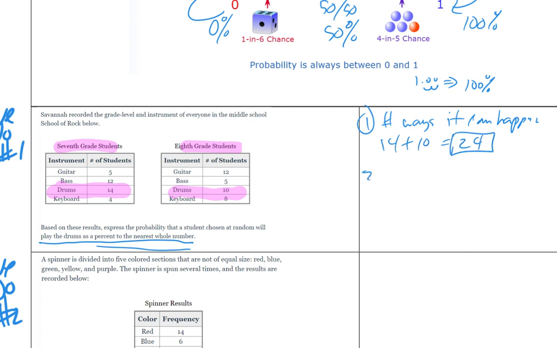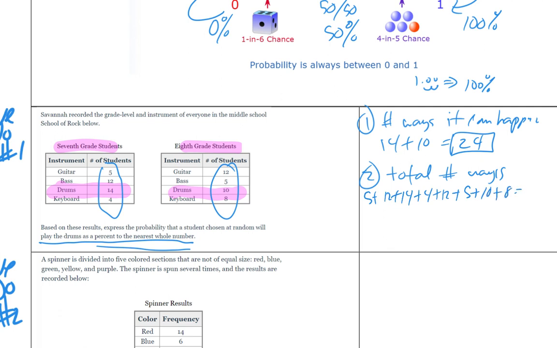All right, so then the second thing we need to do is find the total number of ways. So total number of ways would be adding all these, and all these, because these are all the students. 24 of them chose to play the drums out of how many? So we're going to add all those numbers: 5 plus 12 plus 14 plus 4 plus 12 plus 5 plus 10 plus 8. We put all those in our calculator, and that would give us 70.